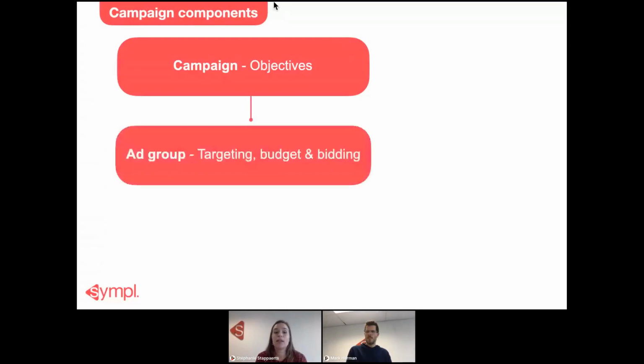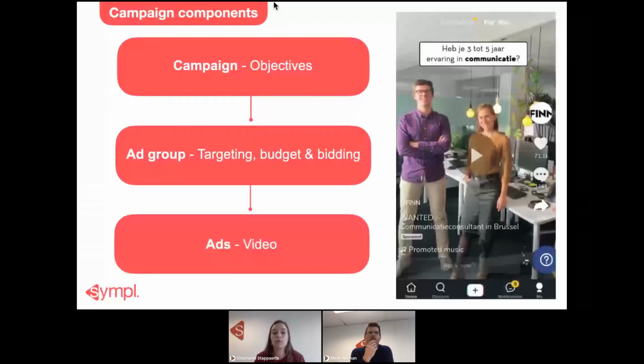Then under the campaign level, you have the ad group. It's more or less the same as a recruitment campaign on Facebook and Instagram. You have to define your target audience. You have to choose a budget, of course, and the bidding as well. And then underneath the ad group, you have the ad itself, the video, which you can see over here, how it's actually shown in TikTok. And I will now explain to you all those components in detail.